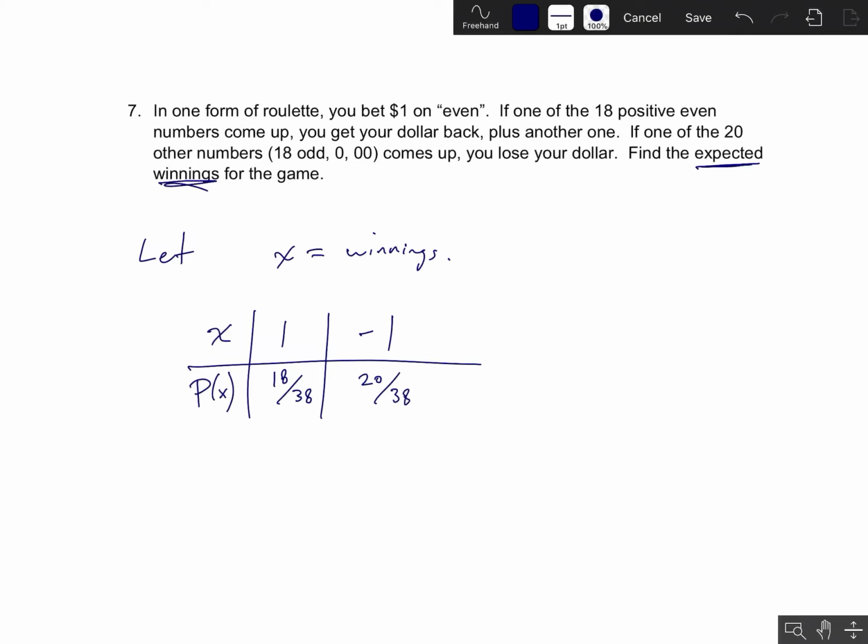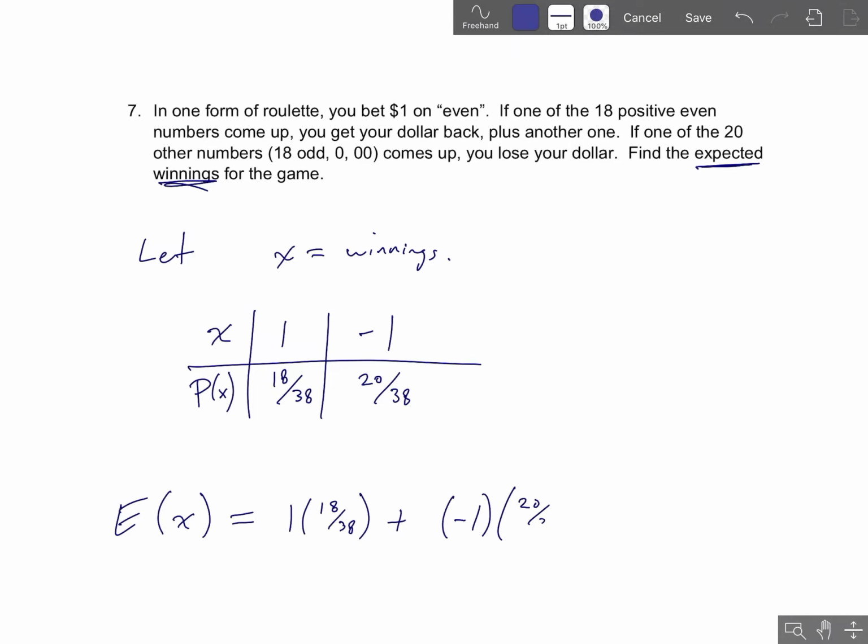So this would be our probability distribution for the winnings, but this is not what we wanted as our final answer. We wanted the expected winnings. So we want the expectation of the winnings, and that would be each of the outcomes times its corresponding probability. And this would be 18/38 minus 20/38, which would be a -2 out of 38. And if you plug that into a calculator, what you'll get is roughly a -0.05.